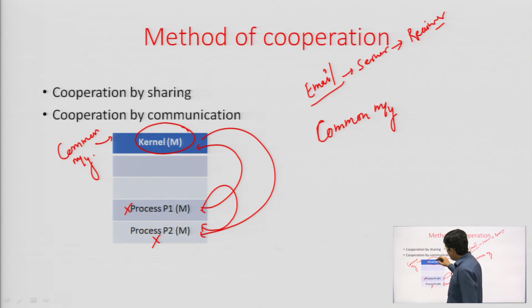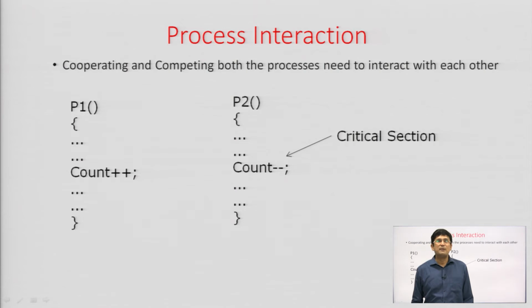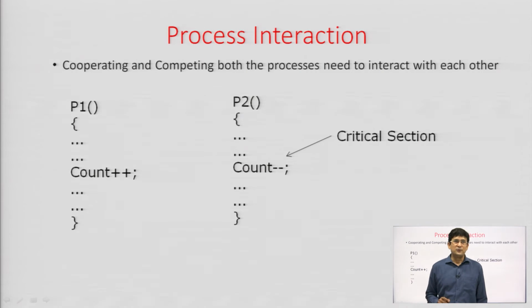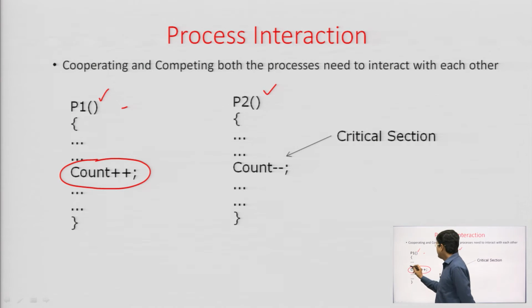So if they are using the common memory, there is a conflict about which process will use the common memory first and which process will use it next. Similar is the example of using a common variable. There are two processes, let us say P1 and P2. The P1 process is executing its code, and somewhere in between it uses a count variable, and the count variable is incremented.